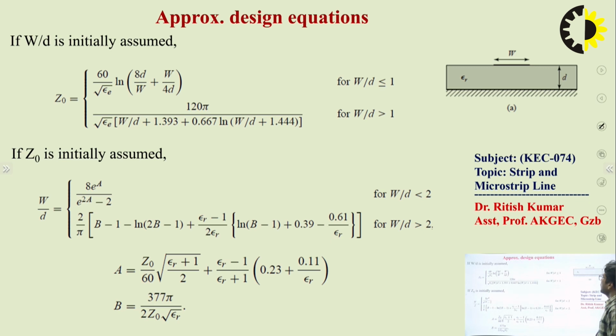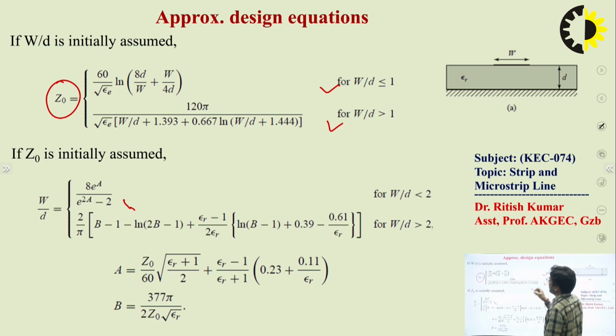Now, the approximate design equations for W by D less than or equal to 1 and W by D greater than 1 give the characteristic impedance of the transmission line, which is represented by Z naught. These two formulas are empirical formulas which have been derived by doing some practicals. These are empirical formulas.